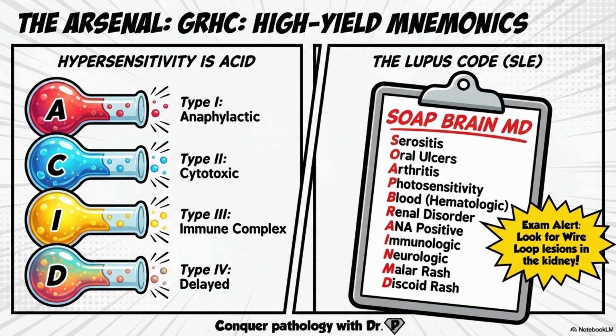Open your arsenal. You need these mnemonics. Hypersensitivity is ACID. Type 1 anaphylactic, type 2 cytotoxic, type 3 immune complex, type 4 delayed. The lupus code for SLE is SOAP BRAIN MD. Serositis, oral ulcers, arthritis, photosensitivity, blood, renal, ANA, immunologic, neurologic, malar rash, discoid rash.